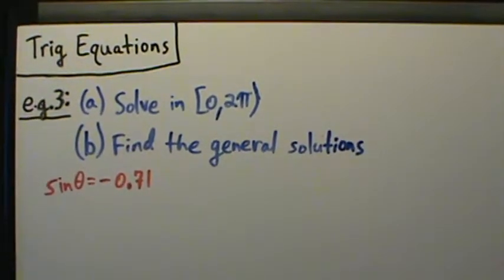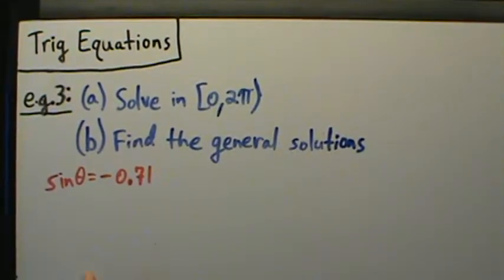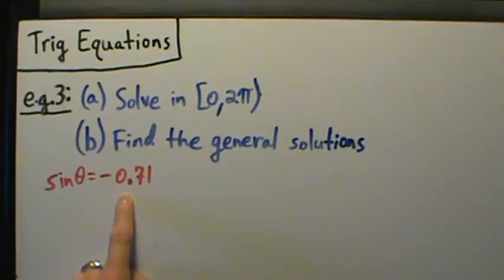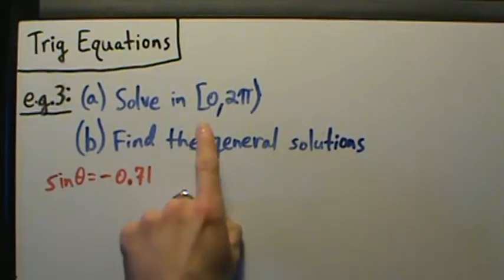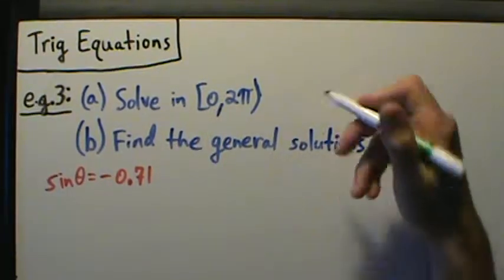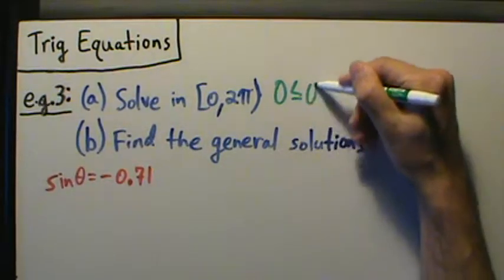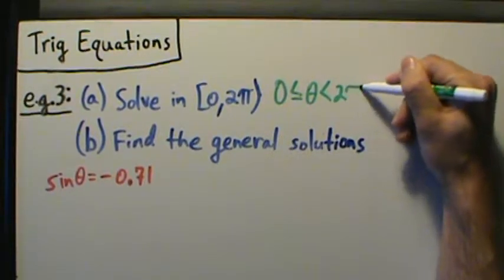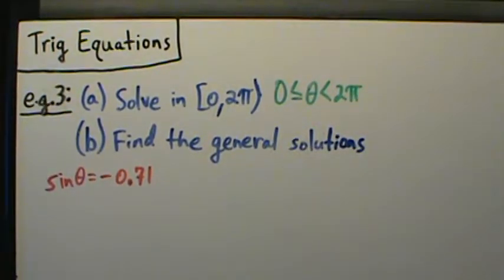Here's example 3 of solving trig equations. So here we have sine of theta equals negative 0.71, and same instructions as before. We want to solve in this interval 0 to 2 pi, and all that means is 0 is less than or equal to theta is strictly less than 2 pi. And then part B, find the general solutions.